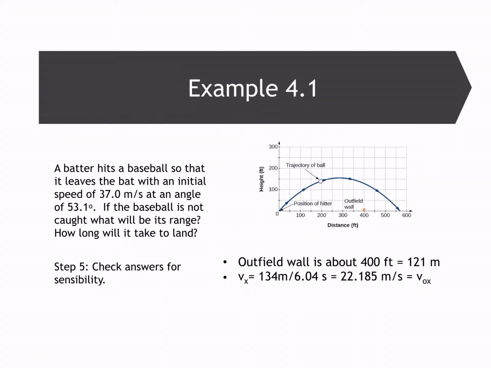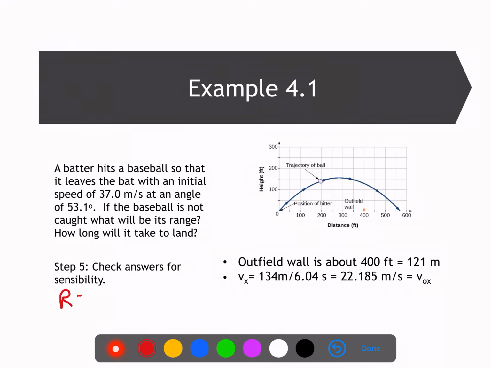The last step then is to check our answers. We've decided that the range is 134 meters and the time is going to be 6.04 seconds. So do those things make sense? Well, the outfield wall is going to be on average located, depending on the baseball field, at about 121 meters. So 134 meters is definitely outside of that outfield wall, and it would be a home run, but it's not outlandishly far.